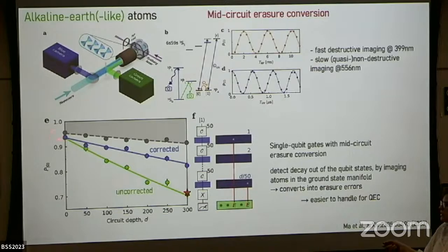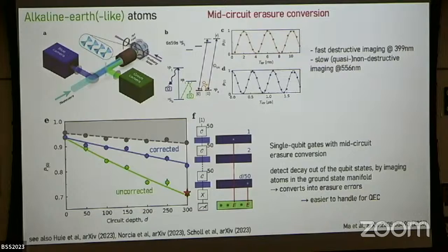And then what you see here is that the fidelity of your circuit, when you correct for these mid-circuit measurements, can be increased by a significant amount. So the idea is you detect the atoms that have decayed into the ground state, you convert these into so-called erasure errors, and these erasure errors are easier to handle for quantum error correction applications. And so it's a way of reducing the errors that happen in the system to easier to handle types of errors. So, okay, this is the second type of application.